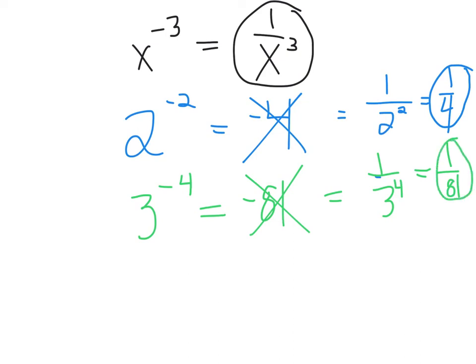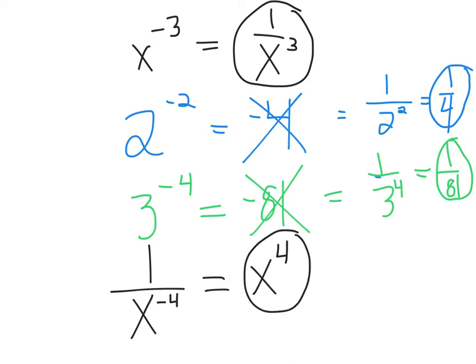We're not going to do a lot with this, but if we were to ever have a negative exponent in the denominator, the reciprocal basically takes it from the denominator and flips it up to the numerator. So this is actually x to the fourth power. You'll see this more in Algebra 1 next year.